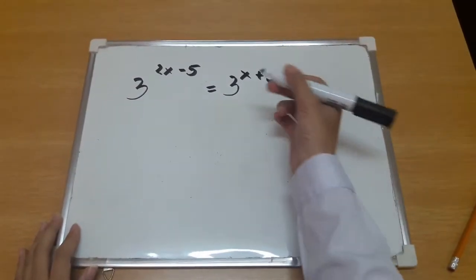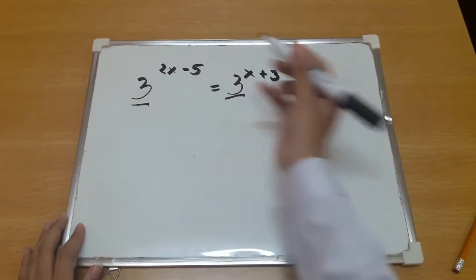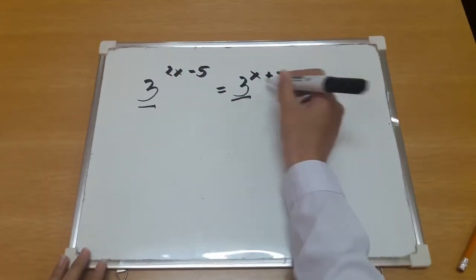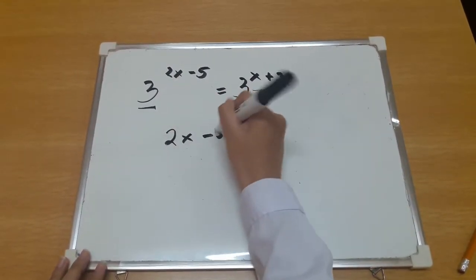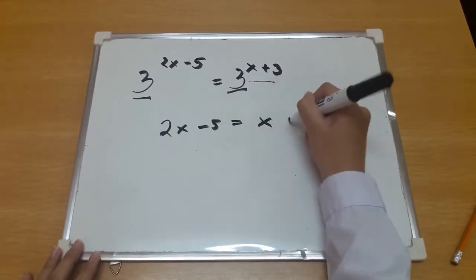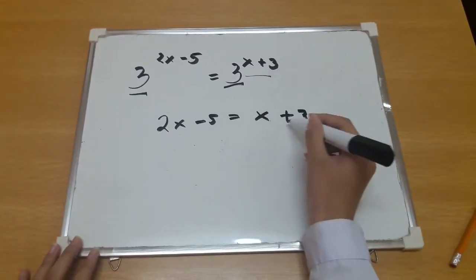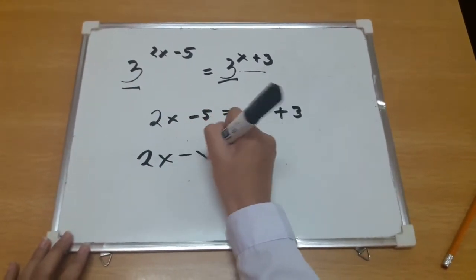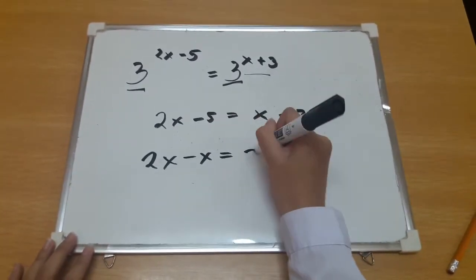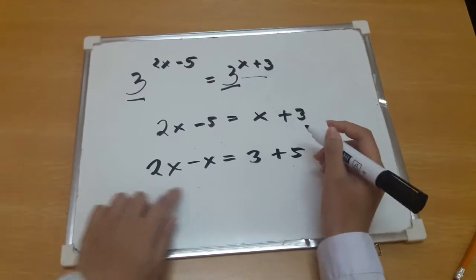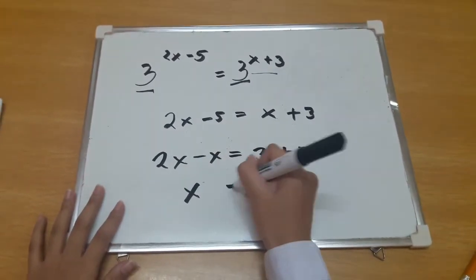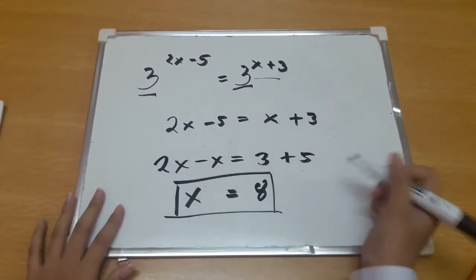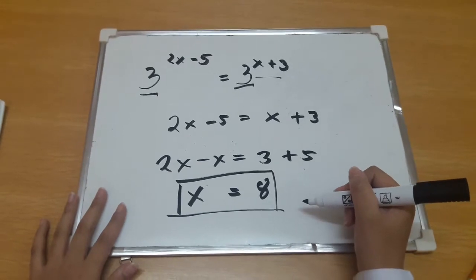Okay, first you must make sure that the base is the same, and then after that you would proceed to the exponents. 2x minus 5 is equal to x plus 3. So then you would transpose the like terms. 2x minus x is equal to 3 plus 5. 2x minus x is x, equal to 3 plus 5 is 8. So that's how you would get the x of the exponent.